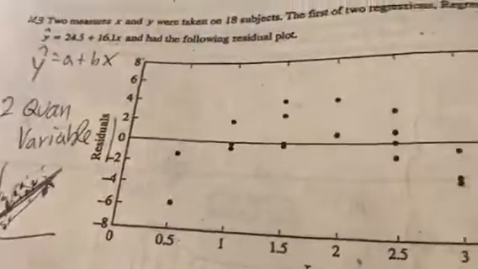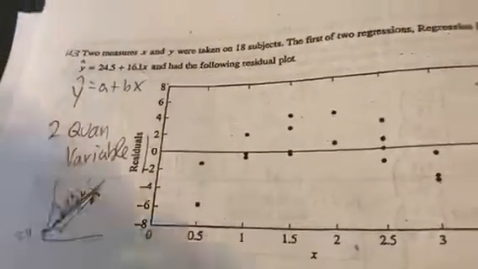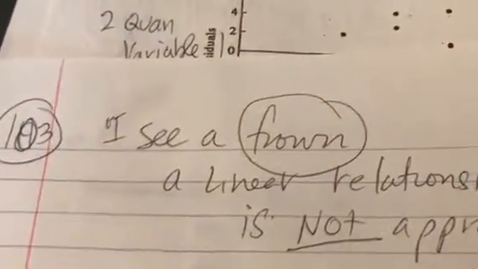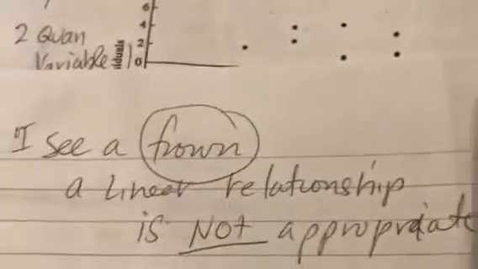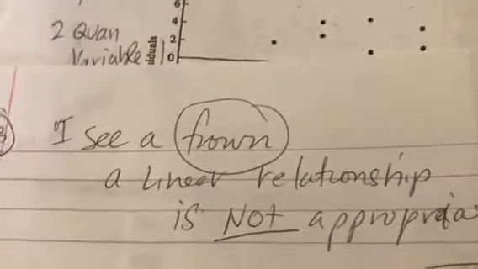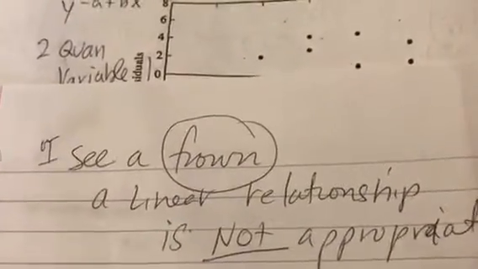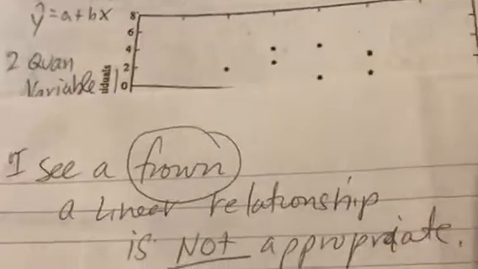make a frown. And so the first thing I think of, and I always take these notes, so I'd ask that you jot this down: when I see a frown on question 103, a linear relationship is not appropriate. That's what I think of immediately. When I see a frown, a linear relationship is not appropriate. So now we must keep moving.